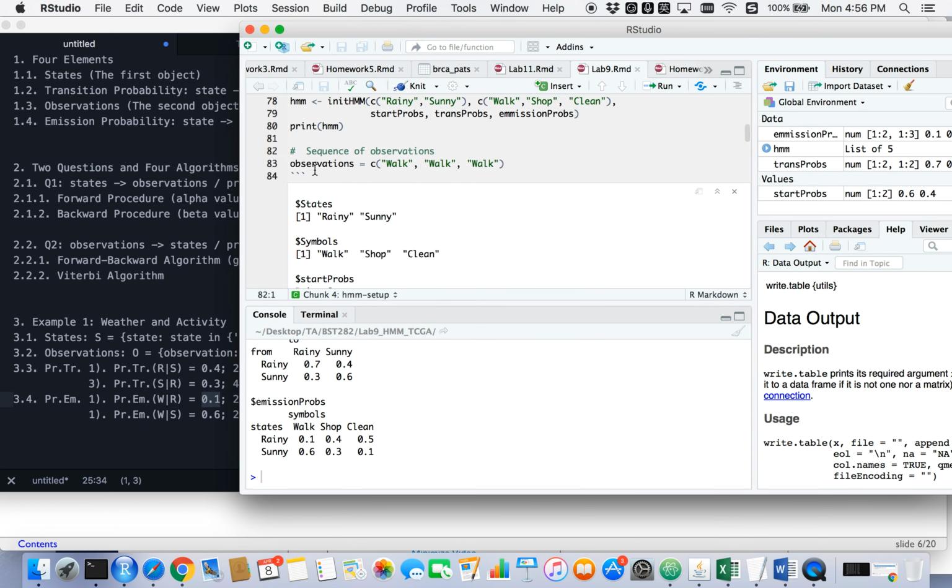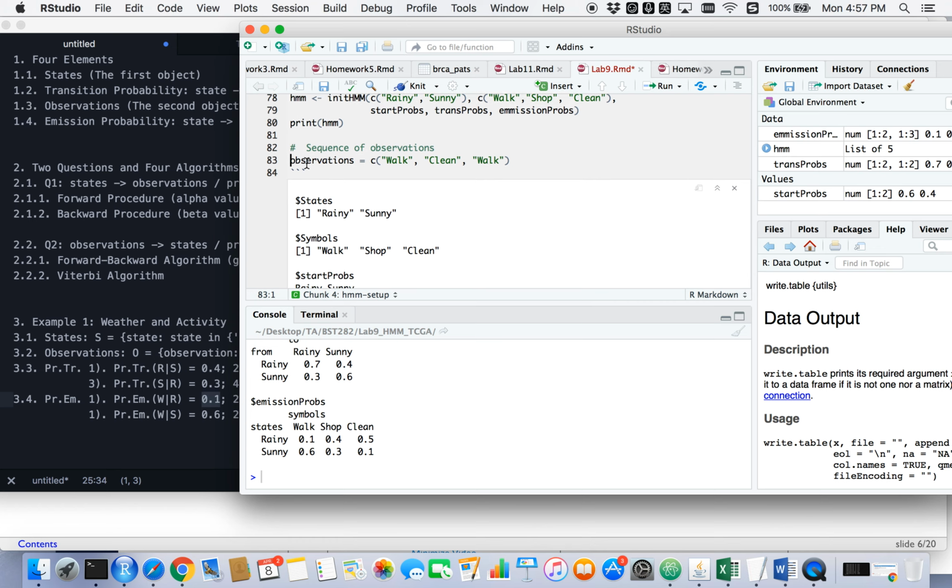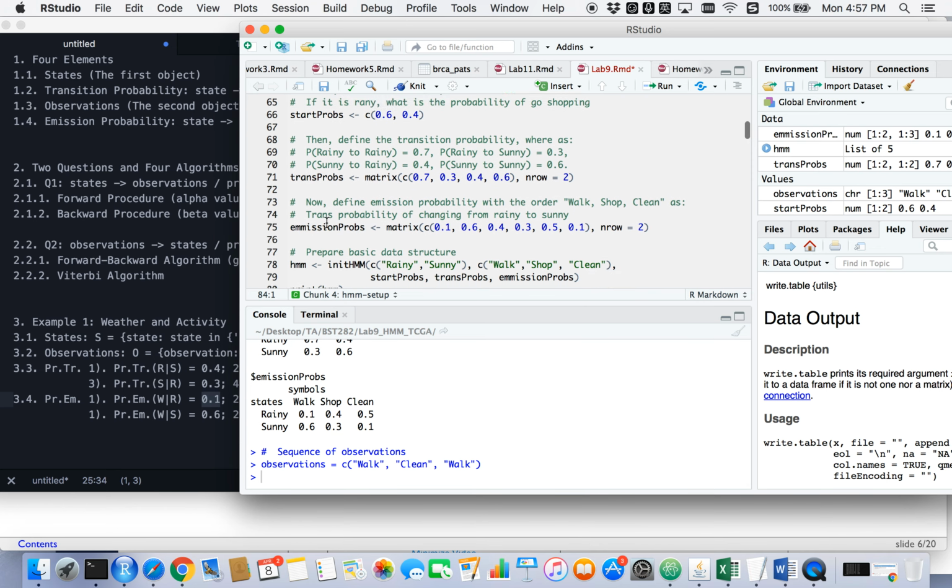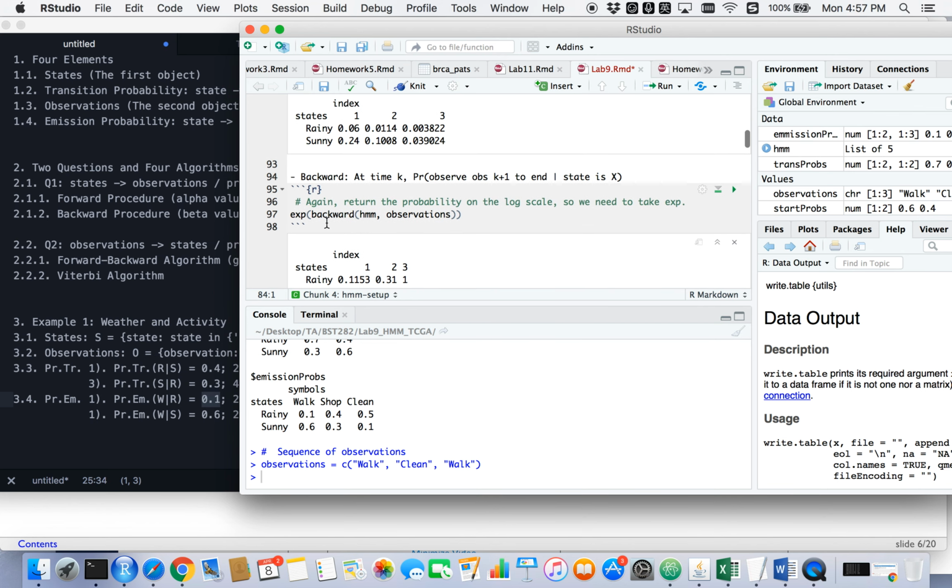And then now our problem is that, given the observations, you can play around and change the observation result. So now my question is, given that I followed this guy from Monday to Wednesday, and I observed him walking on Monday, cleaning on Tuesday, and shopping on Wednesday, how would you predict the weather on Monday, Tuesday, and Wednesday? We can do this using the hidden Markov model. Since the model calculates a log probability, you have to do the exponential transformation.